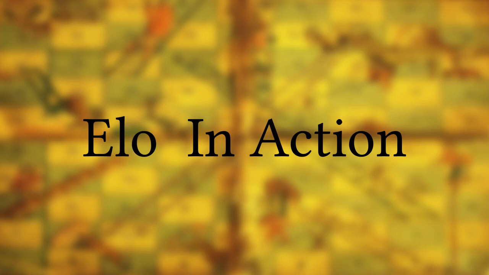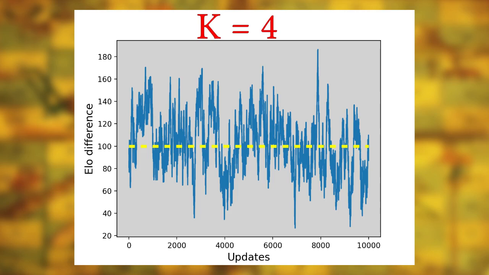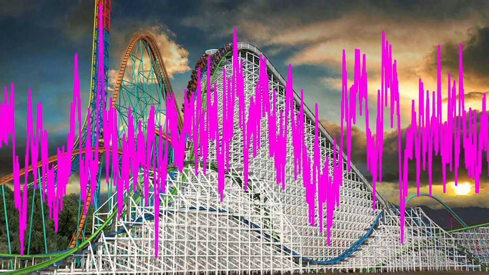It's a dynamic estimator which gets rough measurements, the wins and losses, and adjusts the estimates to fit the data. Let's see it in action for two players 100 Elo points apart. This is how a sequence of 10,000 games looks like with a commonly used K value of 4. It's not a pretty sight, but one worth remembering. Rating rides can be wild.